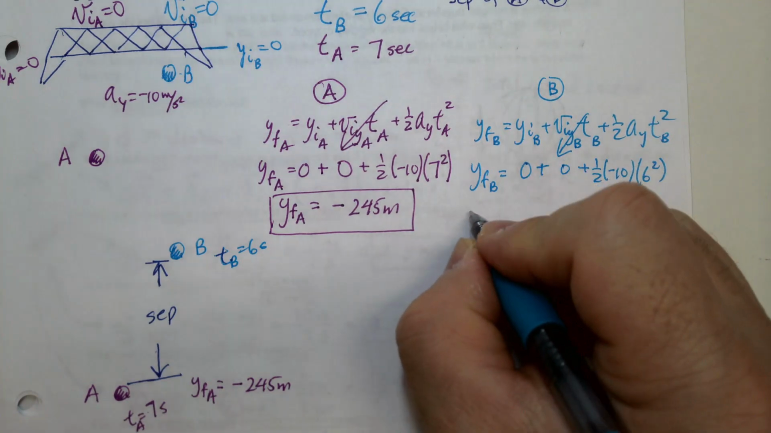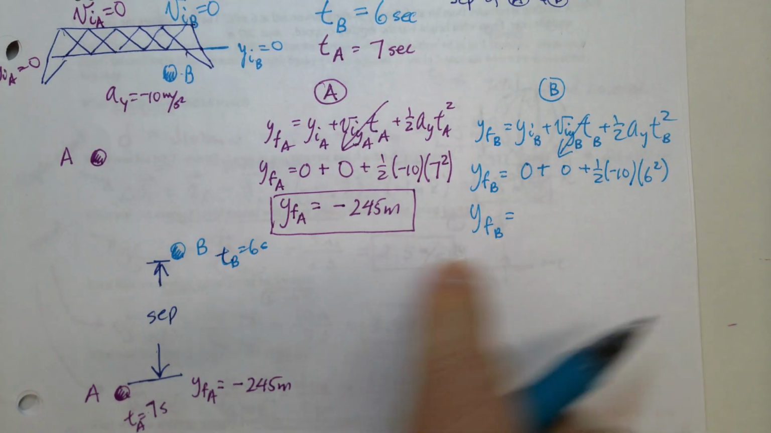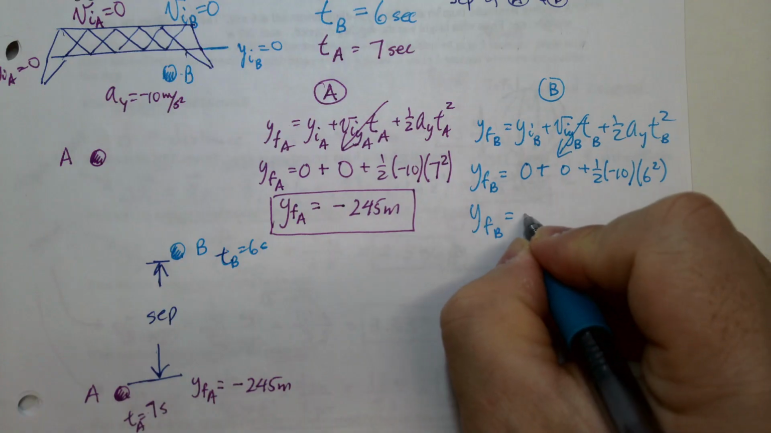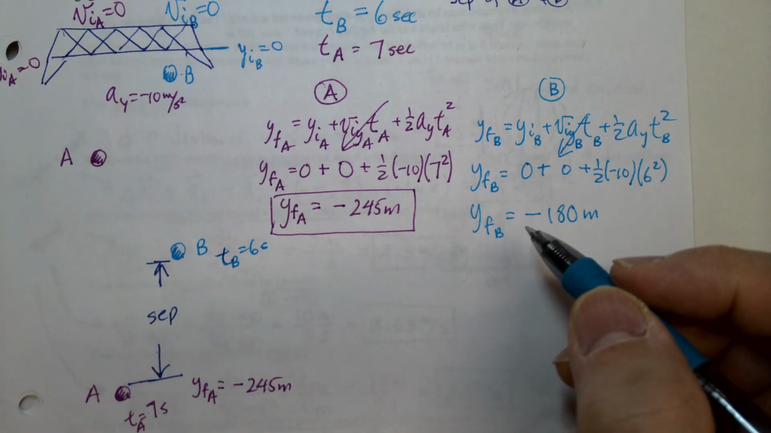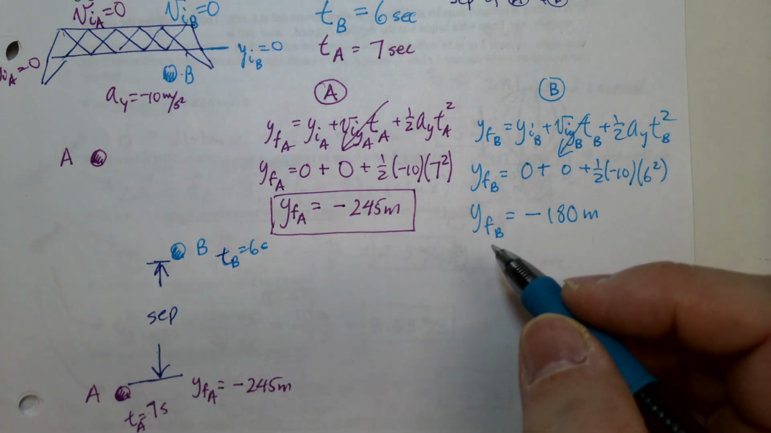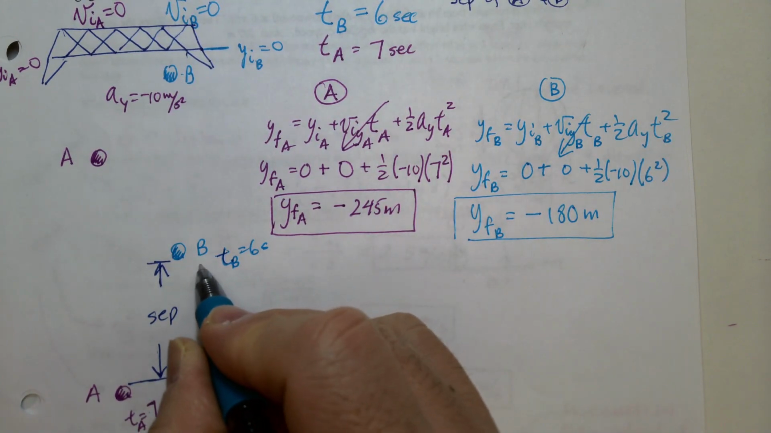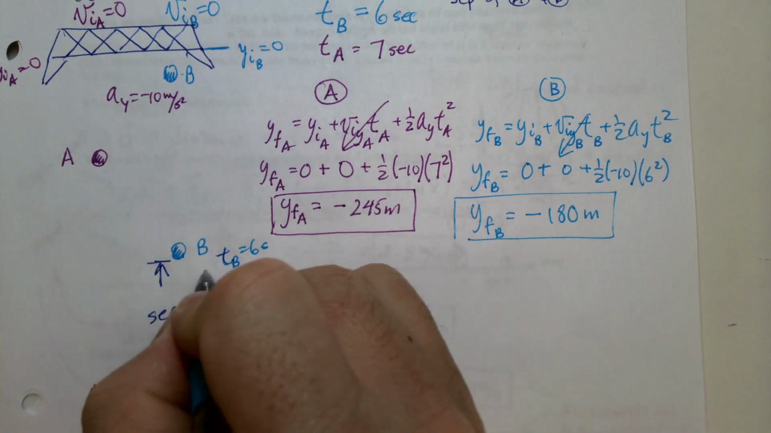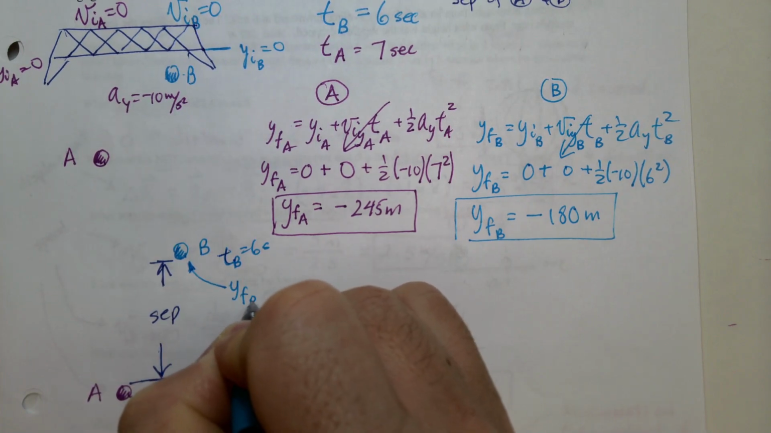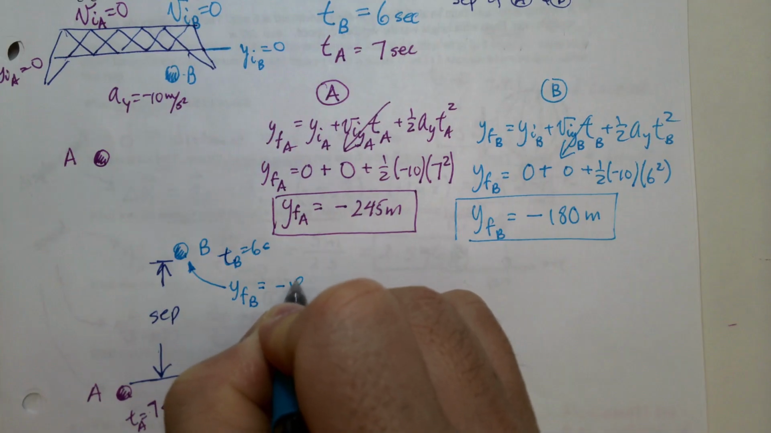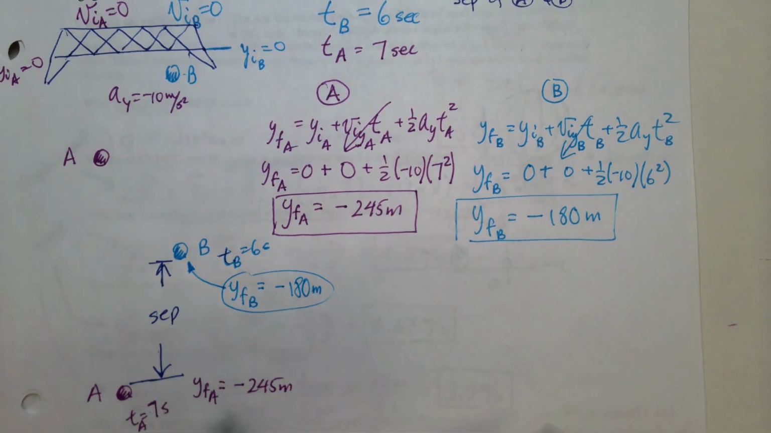Therefore, if you work that out, my y final position for ball B is equal to -180 meters. All right. So now we know the position of ball B after 6 seconds, right here. So y final for ball B is equal to -180 meters. All right. So we know these two positions.